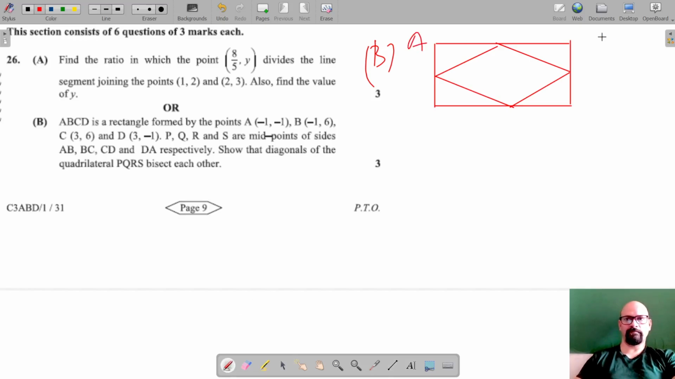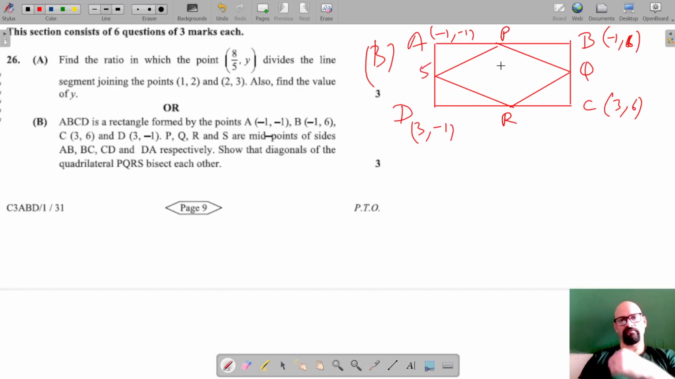So this is A, and the coordinates A, B, C, and D are taken in order. Coordinates of A are (-1, -1). Coordinates of B are (-1, 6). Coordinates of C are (3, 6). Coordinates of D are (3, -1). And P is the midpoint of AB, Q is the midpoint of BC, R is the midpoint of CD, and S is the midpoint of DA. We have to show that the diagonals of the quadrilateral PQRS bisect each other. So these are the diagonals of PQRS.